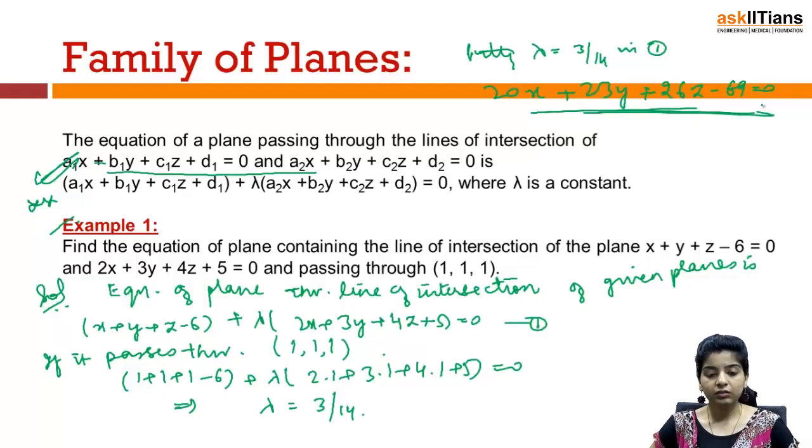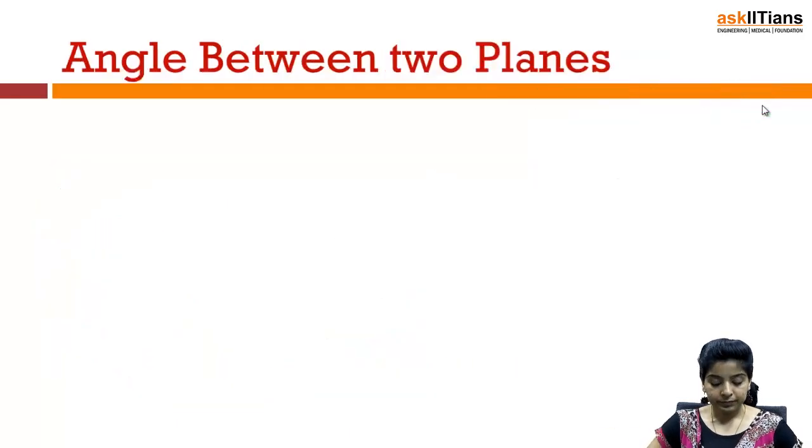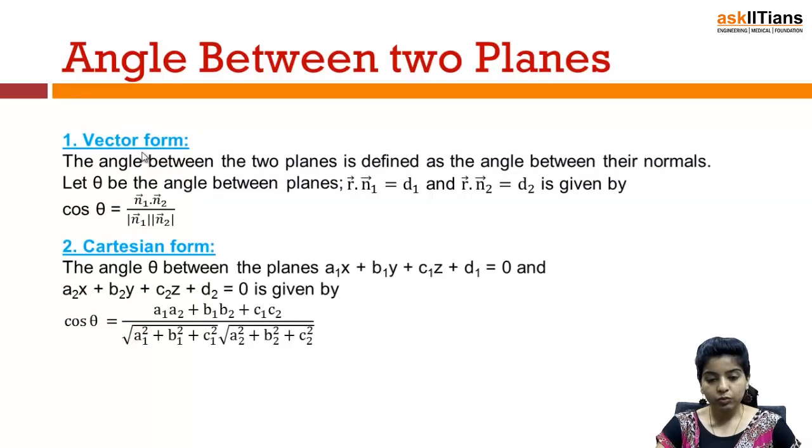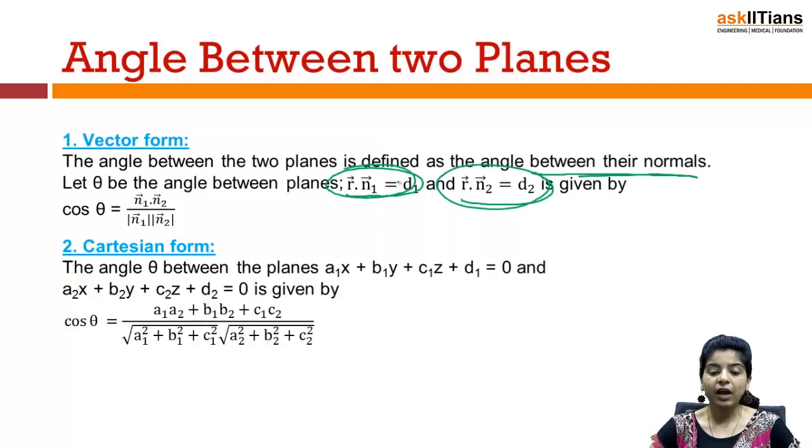So see, this was quite simple. Now we have angle between two planes. In vector form, the angle between two planes is defined as the angle between their normals, and if theta is the angle, suppose we are given two planes with these equations, then theta is the angle between them, then we will have cos theta as n1 dot n2 by mod n1 mod n2, that is the magnitudes of the n1 and n2 vectors.